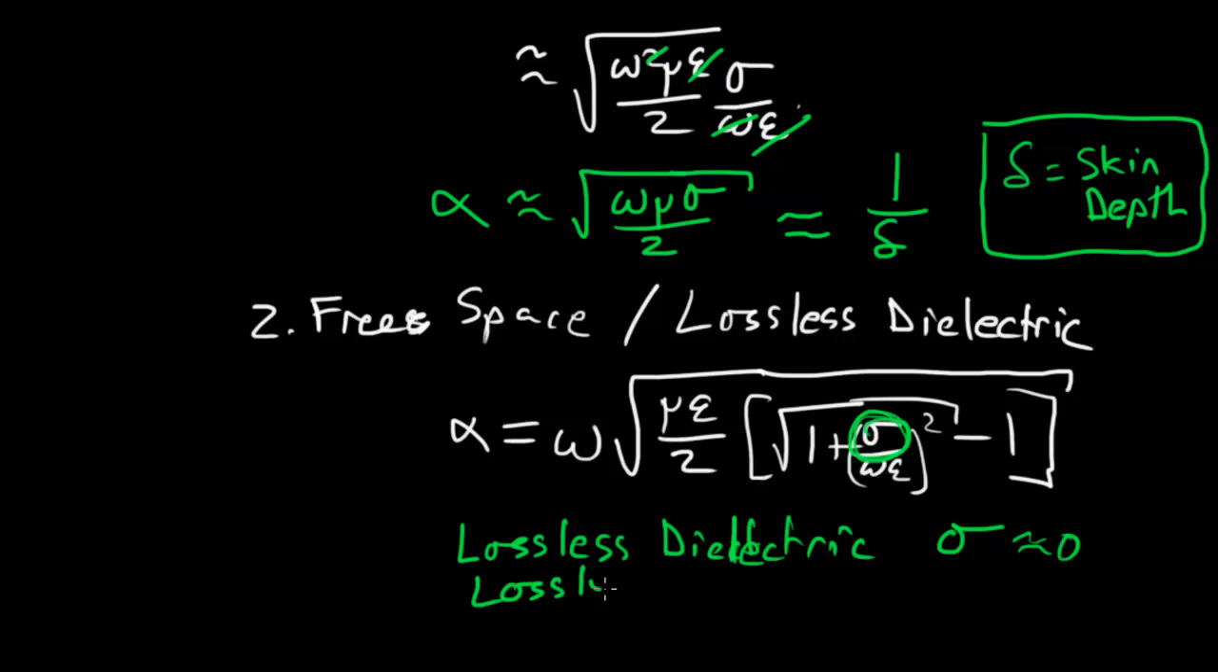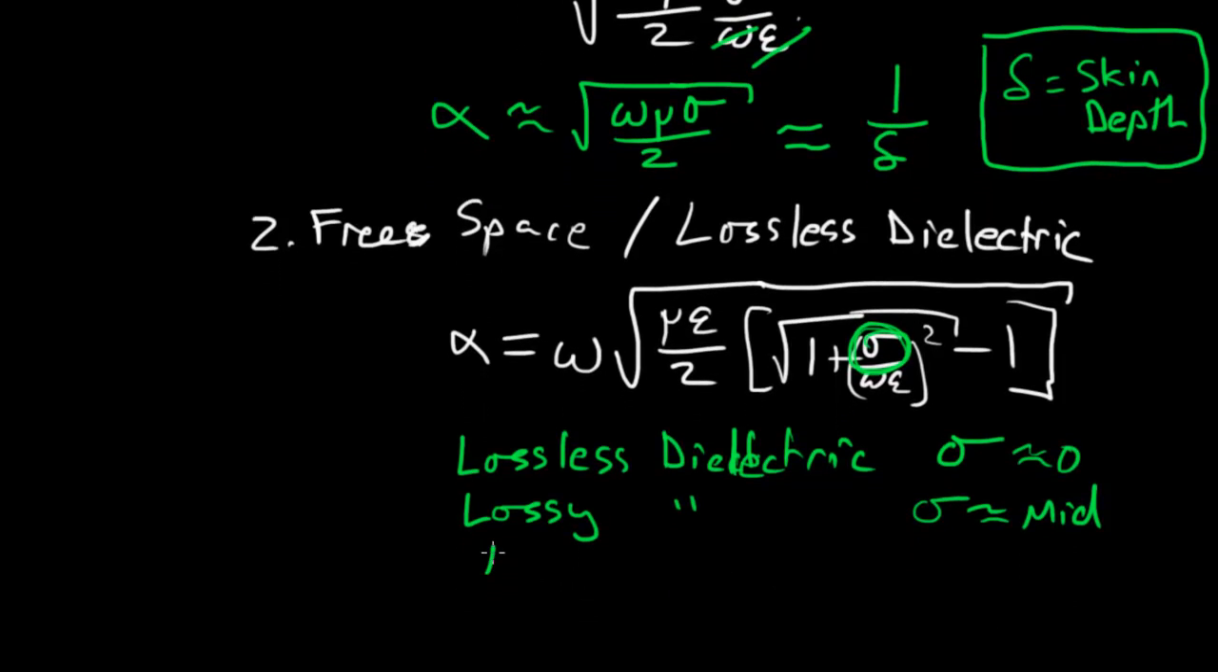Lossy dielectric, I can't write today, erase that. Lossy dielectric is where the conductivity is mid-value, and metal is where the conductivity is very high. That's what determines how you do this calculation and how you interpret the results. Let's go on and do this calculation for the case of a lossless dielectric.